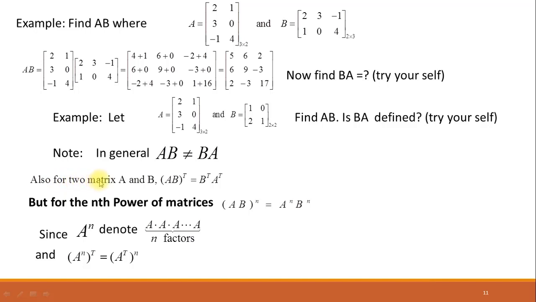Similarly, note that for two matrices A and B, the transpose of AB can be written as B transpose times A transpose. But for the nth power of AB, we can write A power n times B power n. Since A power n denotes A multiplied by itself up to n factors.